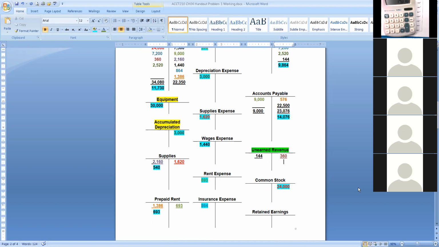$360 minus $144 is $216. So they still owe 216 of services.